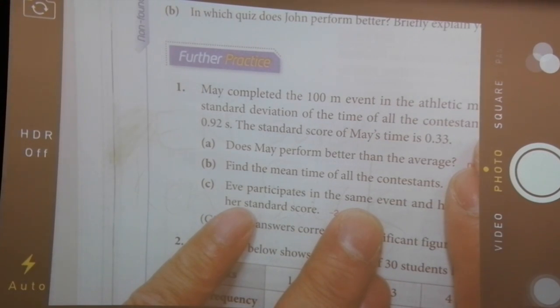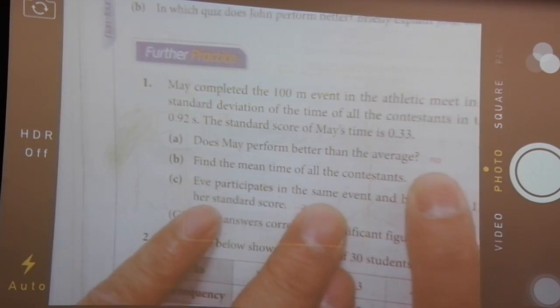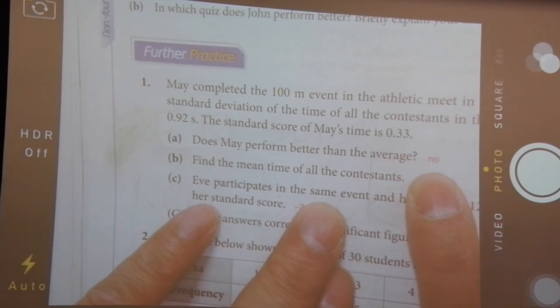So May is actually below average. She took a longer time than the average to complete the race. So no, the answer for this one is no.